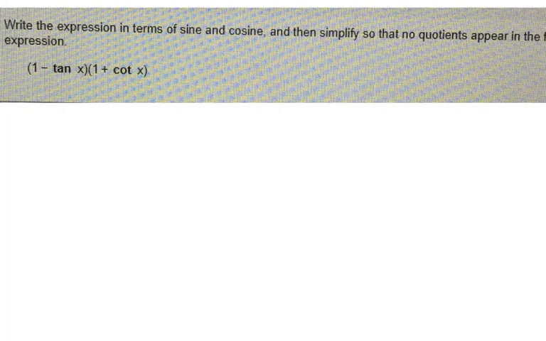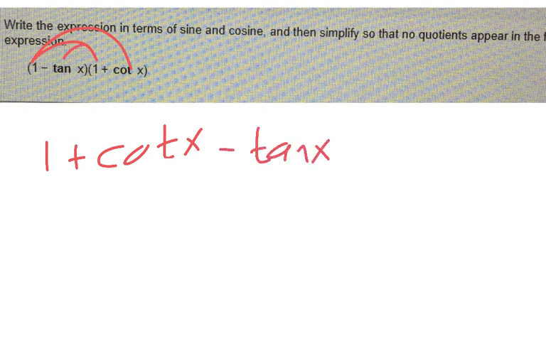So in this one, we're multiplying binomials, so we need to distribute. 1 times 1 is 1. 1 times cotangent is cotangent of x. Negative tangent minus 1, that would be negative tangent of x. And then I have negative tangent times cotangent. That would be negative tangent cotangent.